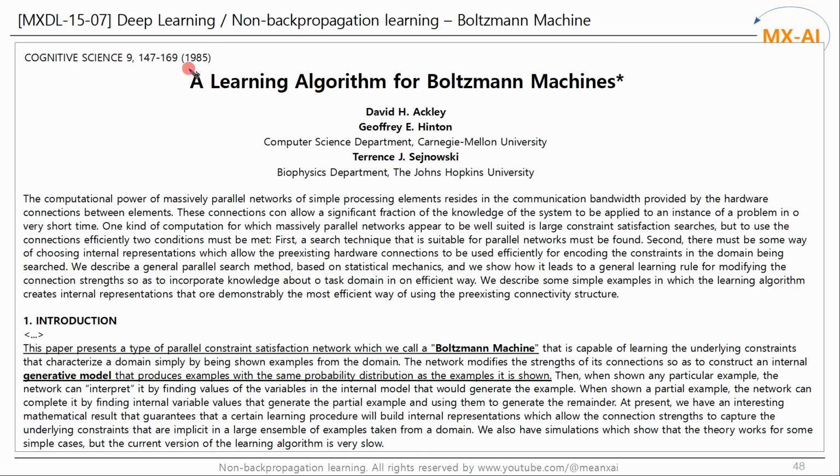The Boltzmann machine was proposed in a 1985 paper by David H. Ackley et al. The network modifies the strengths of its connections so as to construct an internal generative model that produces examples with the same probability distribution as the examples it is shown.